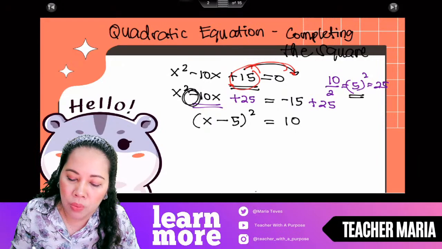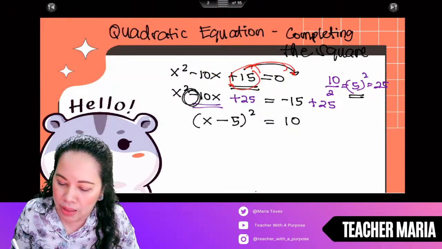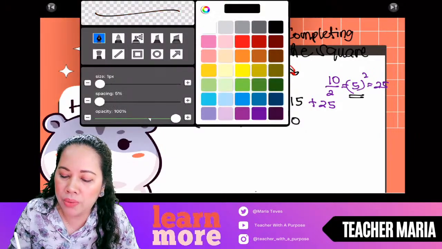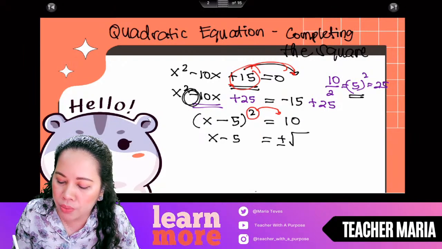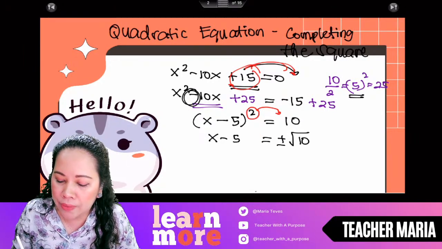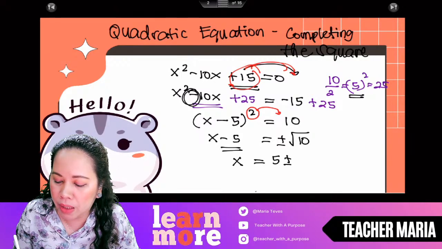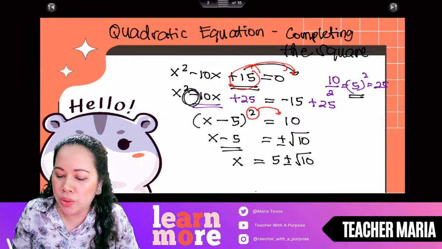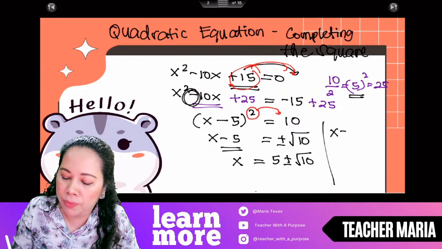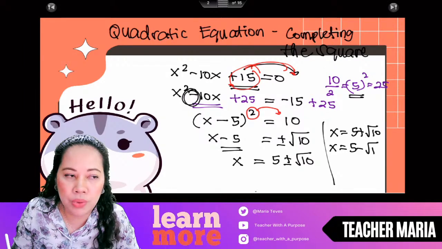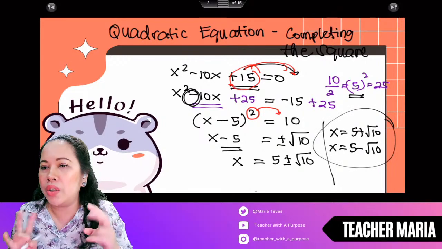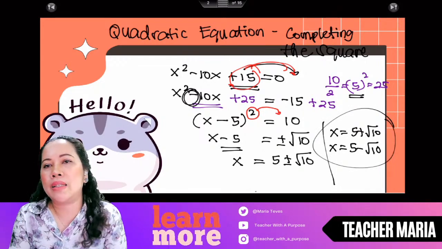Okay, and once you have done that, you take the square, transfer it to the other side, that becomes square root. So you will have x minus 5 equals plus minus root 10. Transfer negative 5 to the other side, that will be x equals 5 plus minus root 10. So the two values of x here will be 5 plus root 10 and 5 minus root 10. So those are your two answers when you do completing the square.